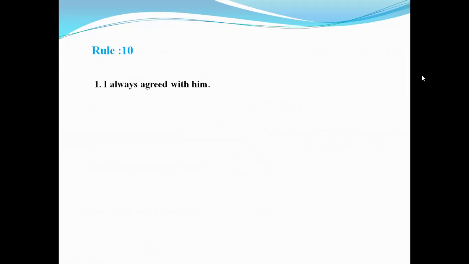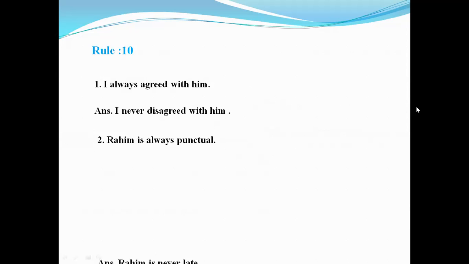Rule 10. I always agreed with him. In case of "always", use "never", and the opposite word of "agreed" is "disagreed". So the answer will be: I never disagreed with him. Number two, Rahim is always punctual. The opposite meaning of "always" is "never", and the opposite meaning of "punctual" is "late". If we want to make it negative, it will be: Rahim is never late.